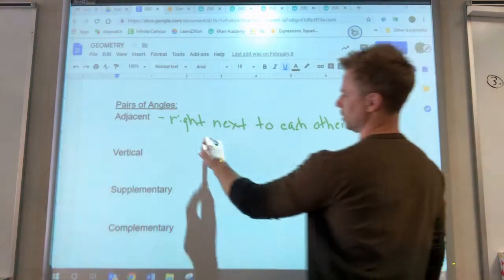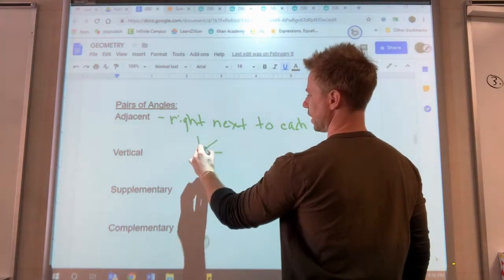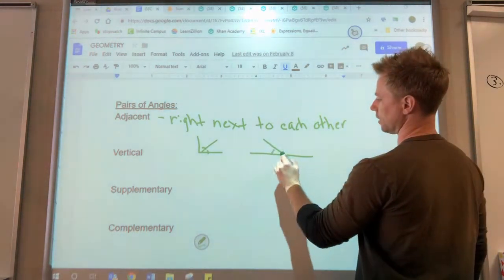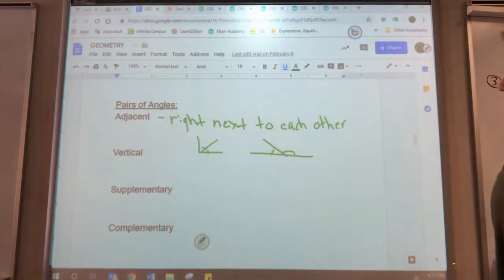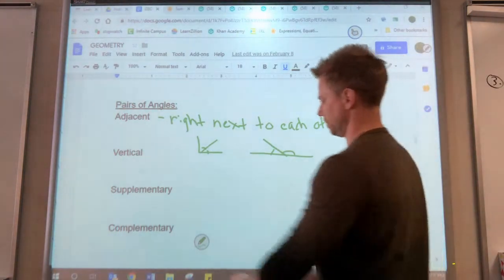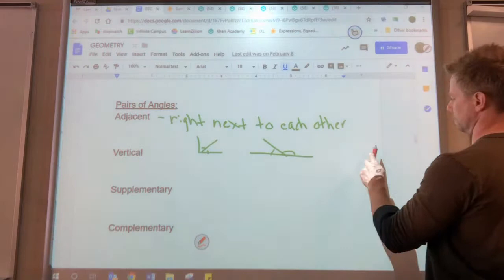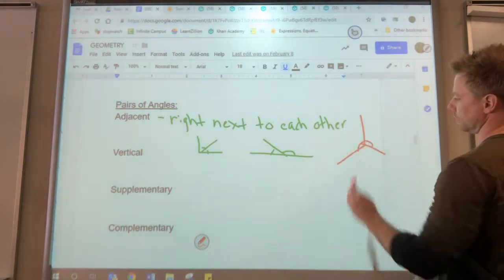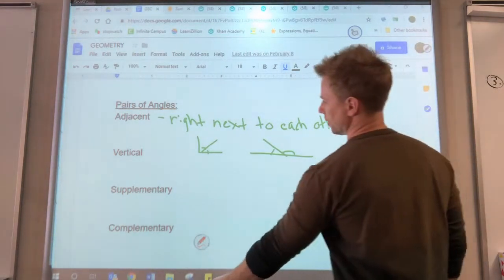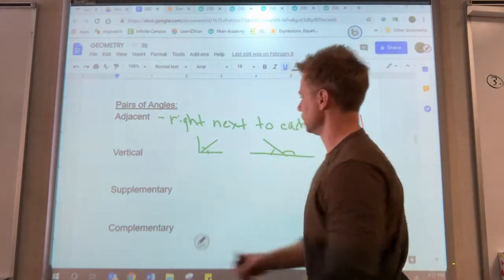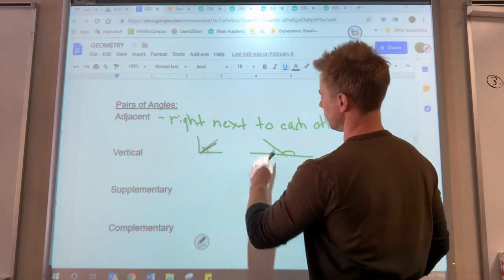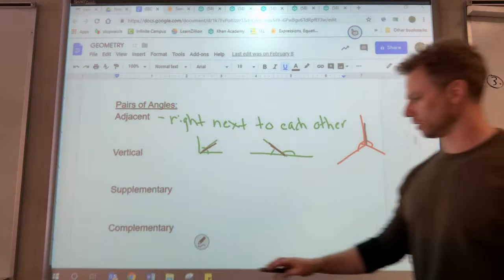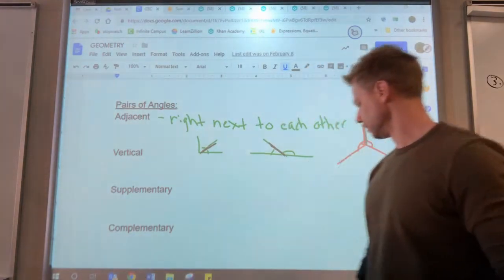Okay, so that would look like these two angles are right next to each other. Could be a straight line. Those two angles are right next to each other. Okay, it could look a lot of different ways. These two angles would be right next to each other. And notice on all of these, the side in between is shared by both angles. So they're right next to each other and they're sharing a side.